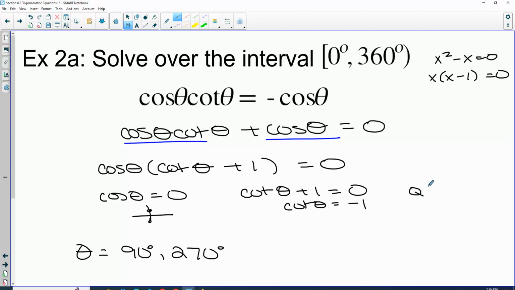In which quadrants is cotangent negative? Referencing, when is cotangent 1? Tangent is 1, which is 45 degrees. So 45 degrees in quadrant 2, so 180 minus 45 is 135. In quadrant 4, 360 minus 45 is 315.